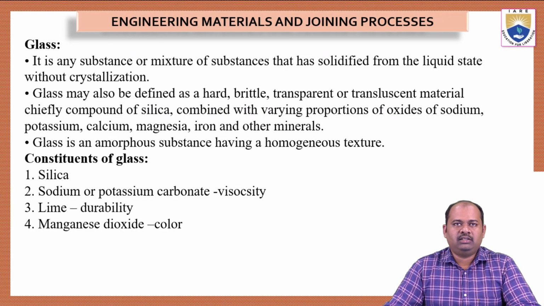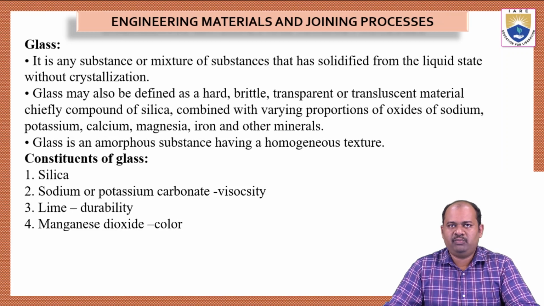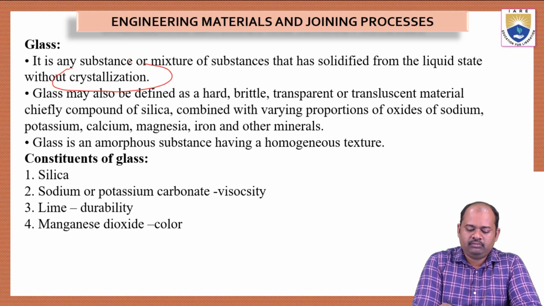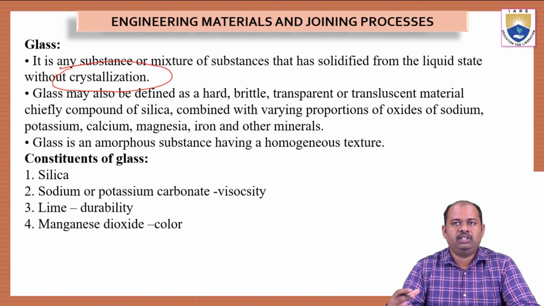Now let us see what a glass is. It is any substance or mixture of substances that has solidified from the liquid state without crystallization. This sentence is very important: without crystallization, it is solidified. This type of material is called glass. Glass is a very useful material when we want transparency. It can be used as window glass and as mirrors, and it has wide applications in engineering as well as for domestic purposes.